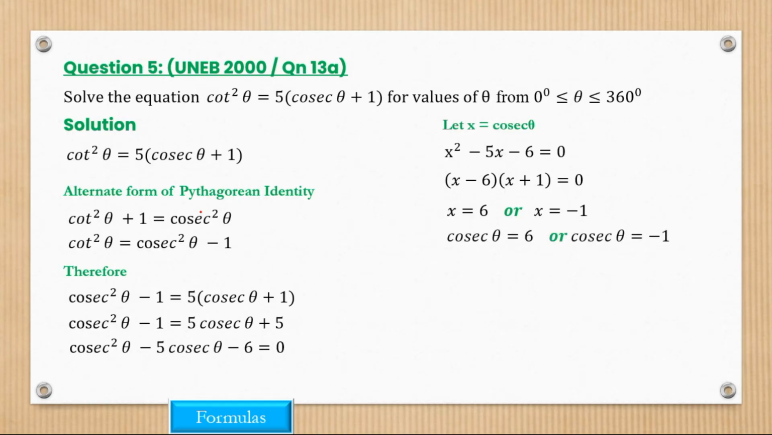So we can say that cosec theta is equal to 6 or cosec theta is equal to negative 1. But remember that cosec theta is the same as 1 over sine theta. So we have 1 over sine theta equal to 6 and 1 over sine theta equal to negative 1. So in inverse form, we can see that sine theta is equal to 1 over 6 or sine theta is equal to negative 1.